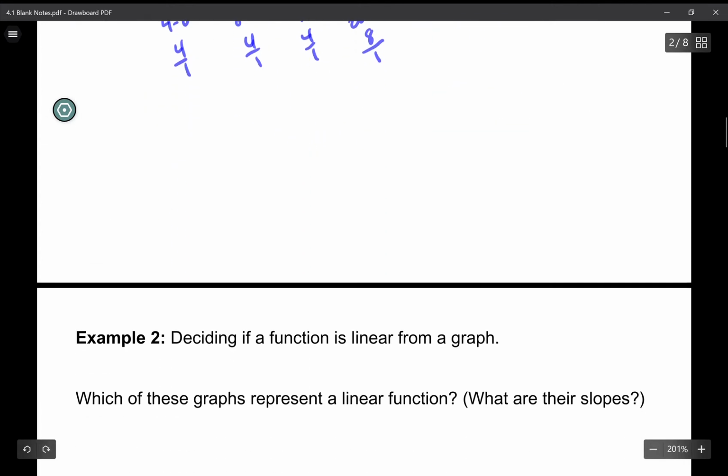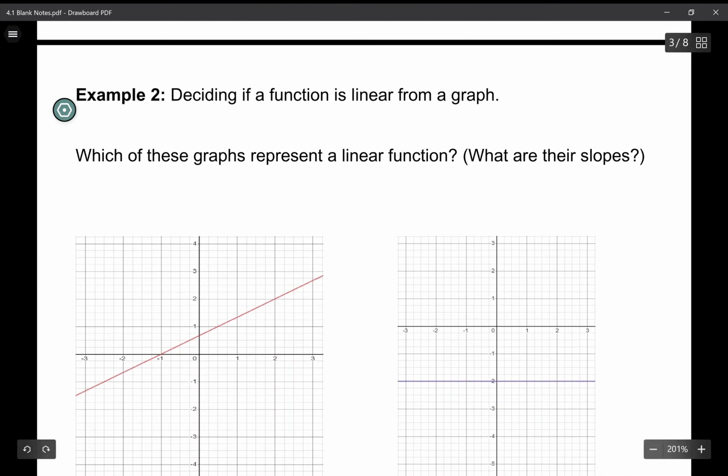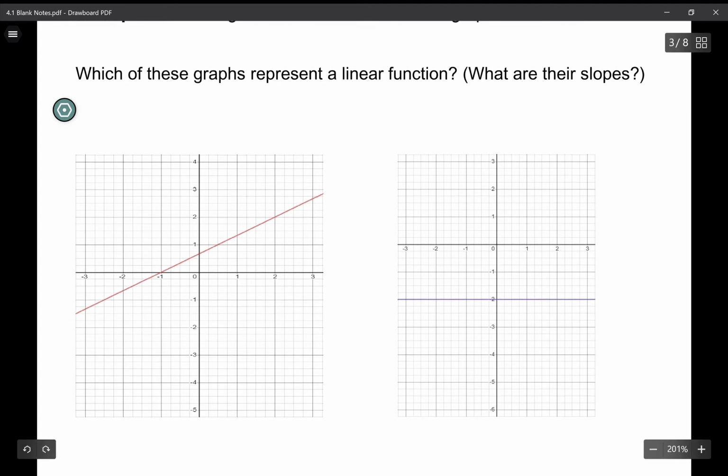All right, speaking of graphs, let's do these examples, and we're going to decide if they're linear functions, which is pretty easy. But let's do more than that, let's go ahead and find their slopes to review slopes of lines. All right, so let's look at the first one here. It is a linear function. So yes, this is linear. It is a nice straight line. And in math, there are no curvy lines.